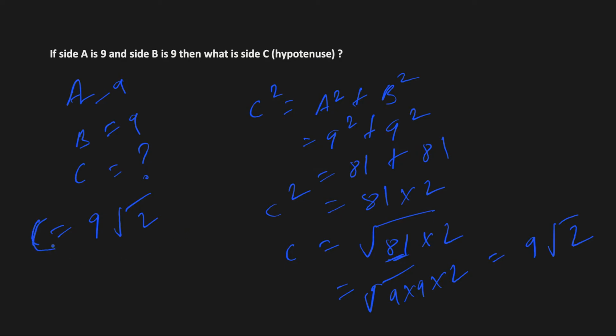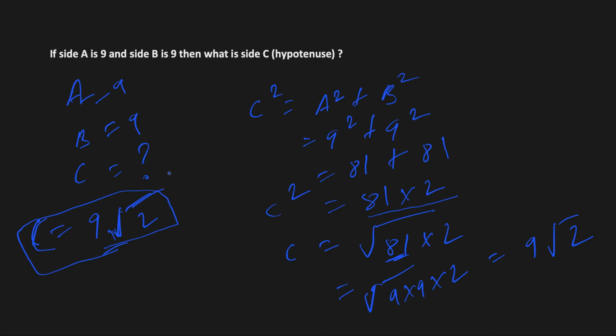It's not always the case that we'll end up with a perfect number or a rational number. There might be cases like, for example, this, where the hypotenuse can be an irrational number. For example here, there isn't a perfect square root for 81 times 2. Therefore we end up with an irrational number, which is 9 times the square root of 2.